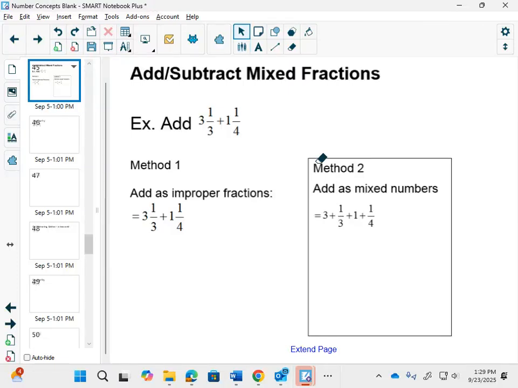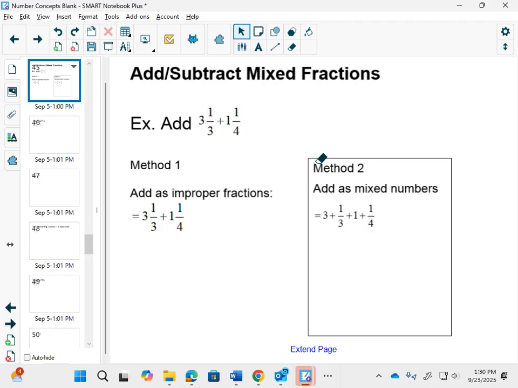So we've added and subtracted fractions. We've done that already. And now we're going to add and subtract mixed fractions. So it adds a little bit of a dimension to it, and you can kind of look at it in one of two ways.